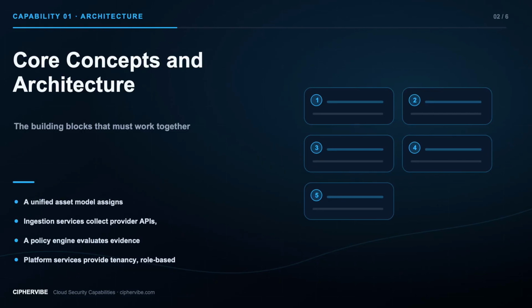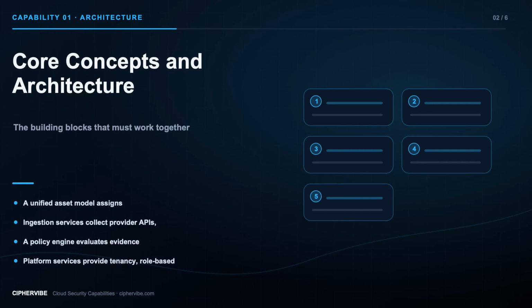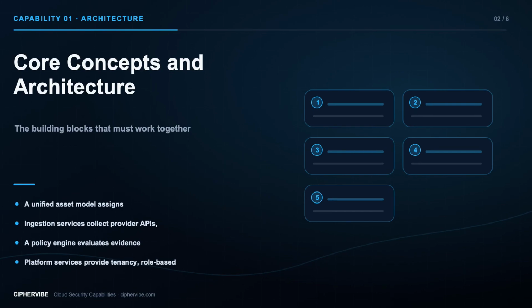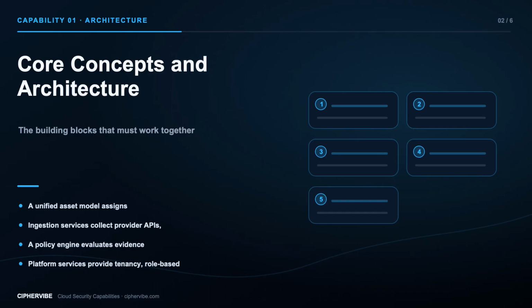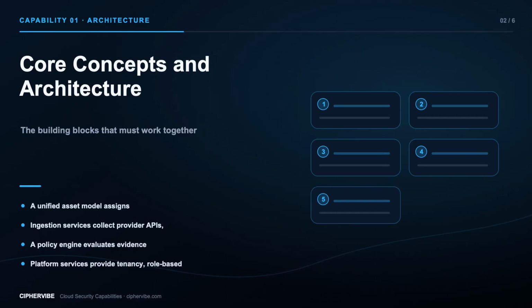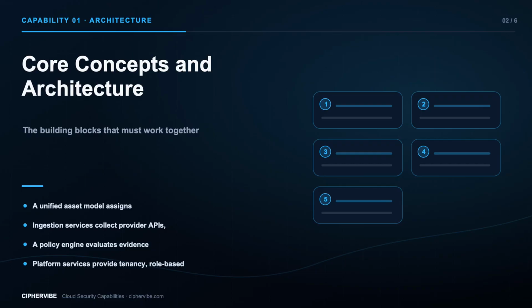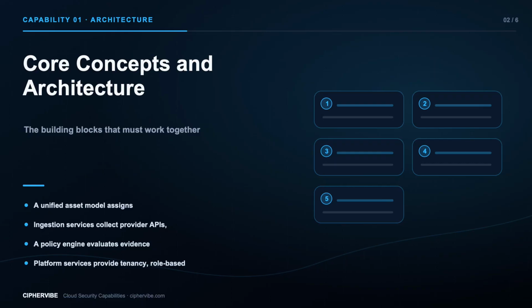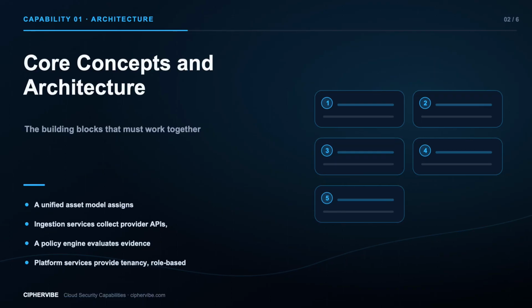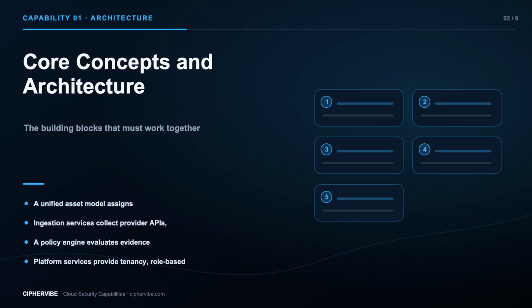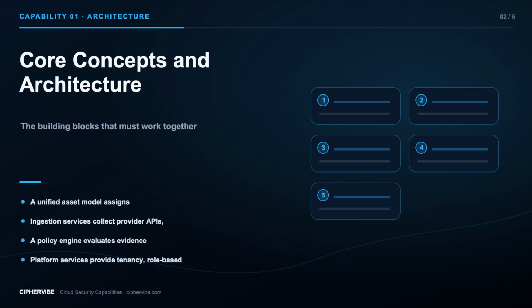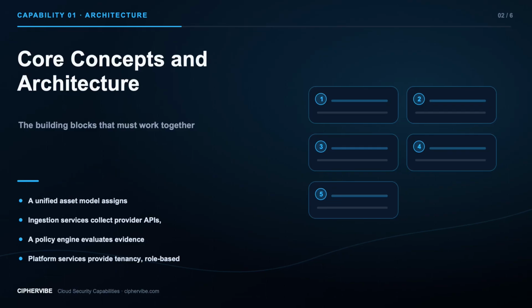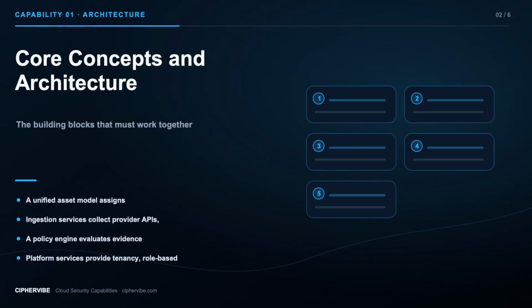The capability should create a traceable chain from source evidence to a security decision and then to an accountable action. First, a unified asset model assigns durable identities to accounts, workloads, applications, users, data stores, repositories, and findings. Second, ingestion services collect provider APIs, event streams, scanners, agents, and business context while preserving source timestamps and provenance.